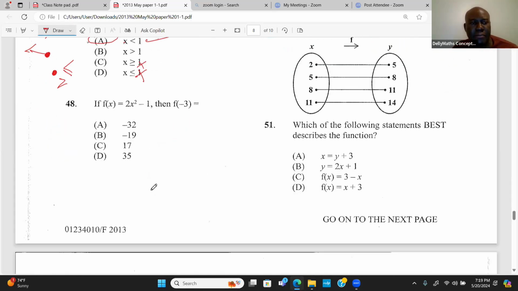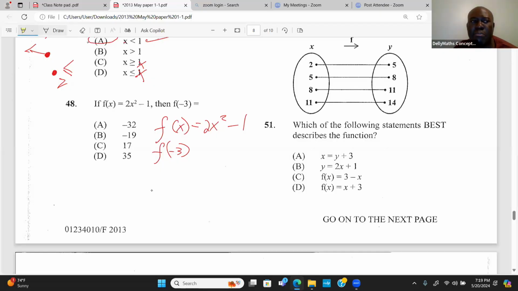Let's look at 48. 48 says if f of x is 2x squared. So what we have here is that f of x is actually 2x squared minus 1. We want to find f of negative 3, which means that we're going to input. So negative 3 is an input value. You're going to input that negative 3 where x is in the original function. So it's going to be 2, open bracket, negative 3, squared, minus 1.